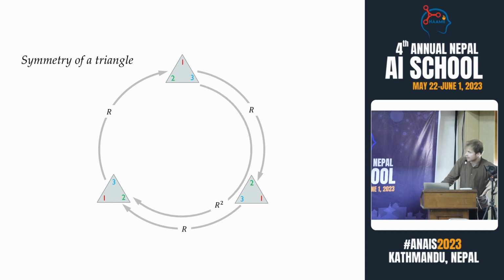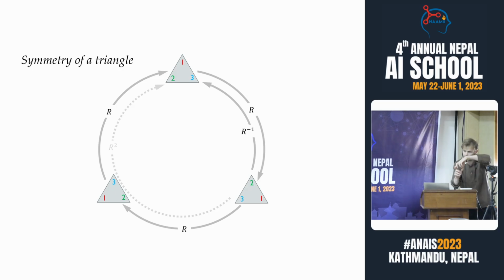Yeah. And now I can also do the rotations in the other way. I can rotate right or left. This will represent the inverse element. So if I go left and then I go right, then I will have left my triangle unchanged. Okay? This is what we call the identity element. And yeah, this is important in group theory.